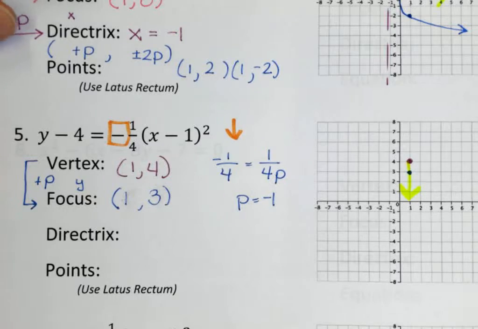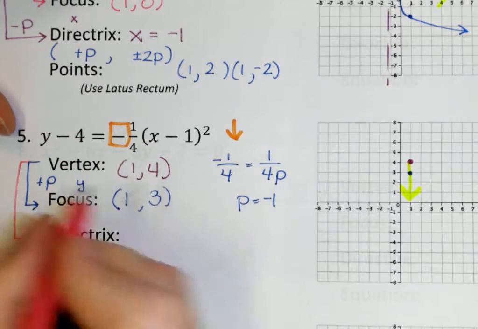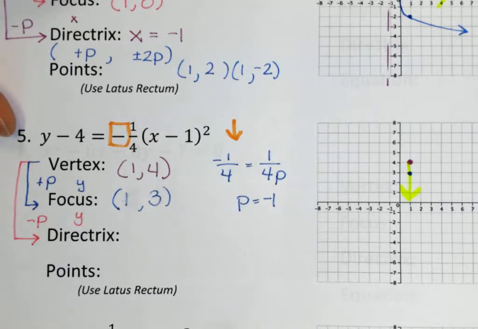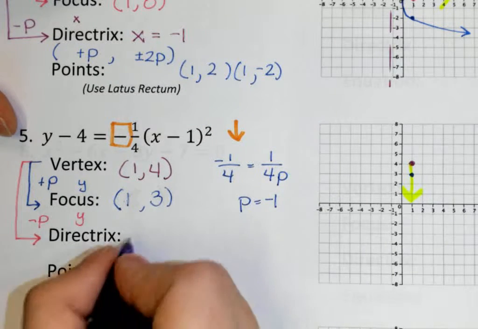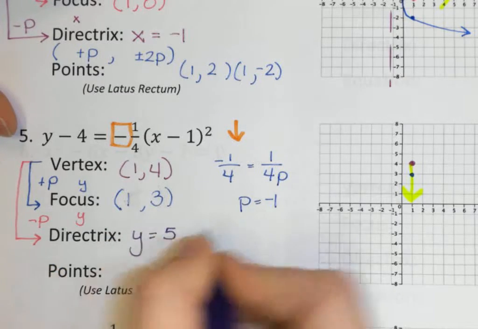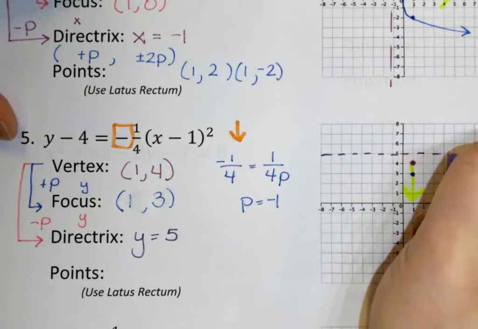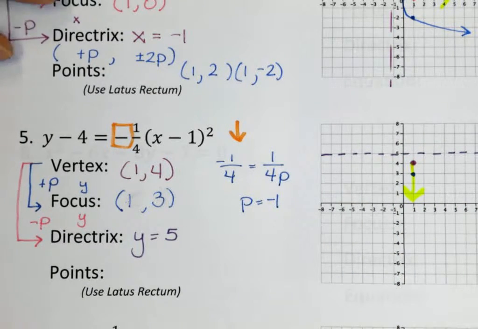All right, how do I get to the directrix? Subtract P. Again to the y. So what is my directrix? Need a little bit more than 5. Y equals 5. It's the equation of a line, and if you just give me 5, 5 is a number. It's not even a point. I need to see the equation of a line.